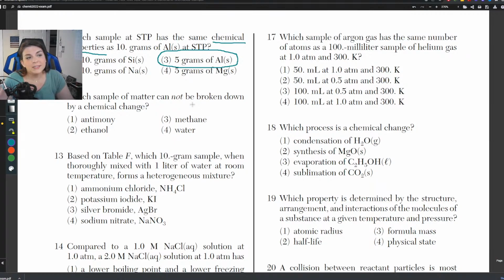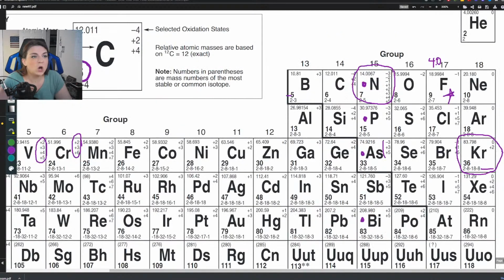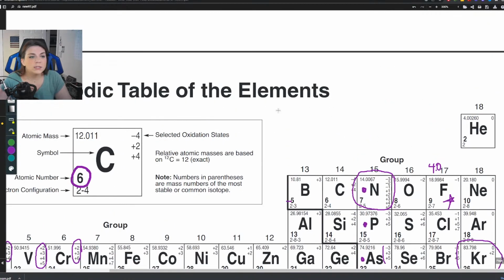Number 12 is another vocabulary question. Which sample of matter cannot be broken down by a chemical change? That is the definition of an element. But then you have to take that and apply it to one of these terms. So we have antimony, ethanol, methane, and water. We are specifically looking for an element, which means that you would find it on the periodic table of elements.